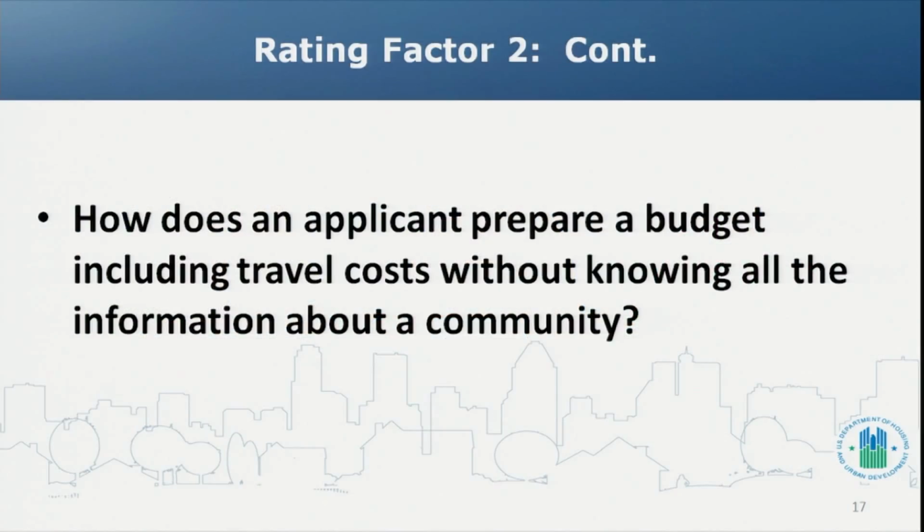Ken, how does an applicant prepare a budget, including travel costs, without knowing all the information about the community? Well, Pam, in preparing that budget, the applicant should assume that the community is within the United States, and normal travel costs, such as airfare, lodging, meals, and ground transportation should be included in that budget.